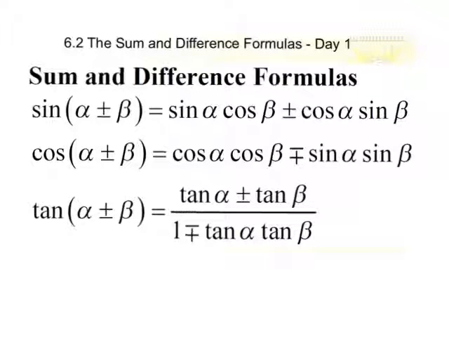So what we can do is split 75. When you're doing these problems, you're looking for angles that are on the unit circle and that can be combined, whether it's addition or subtraction, to get the angle in question.